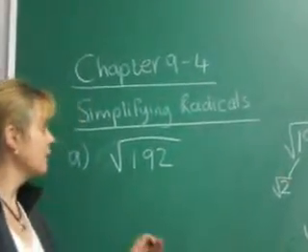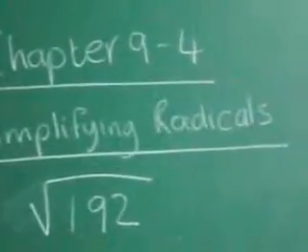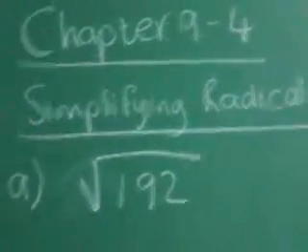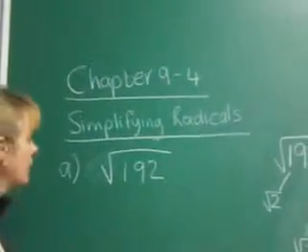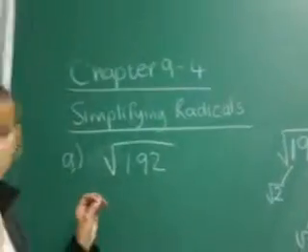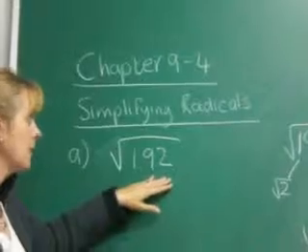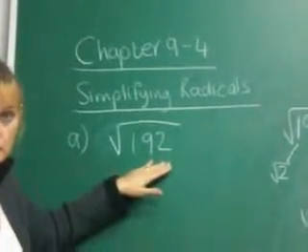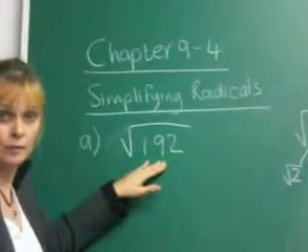Right, chapter 9.4 deals with how we simplify radicals. Radicals are something with a root sign. That is a radical, okay? The aim of this section is to learn how to take a number like this and write it in its simplest form. As it is here, it's not in its simplest form.